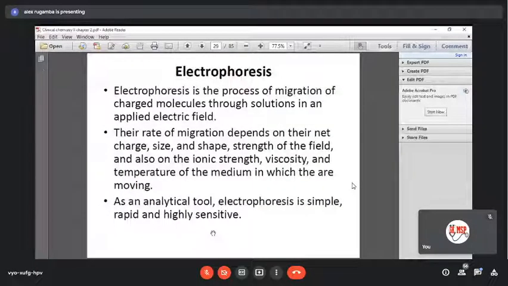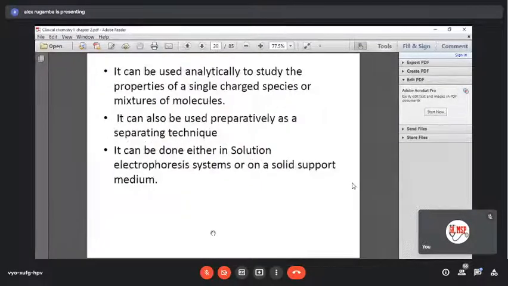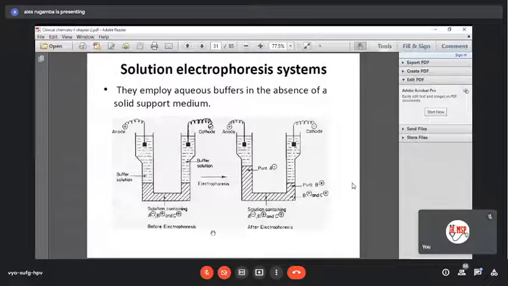Let's now talk about electrophoresis. Electrophoresis is a process of migration of charged molecules through solution in an applied electric field. The rate of migration depends on the net charge and shape, the strength of the field, ionic strength, viscosity, temperature, and medium. As an analytical tool, electrophoresis is simple, rapid, and highly sensitive. It can be used in analytical study of the properties of a single charged species. Electrophoresis is based on electrical charges.